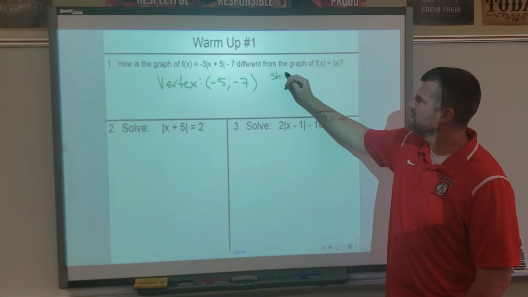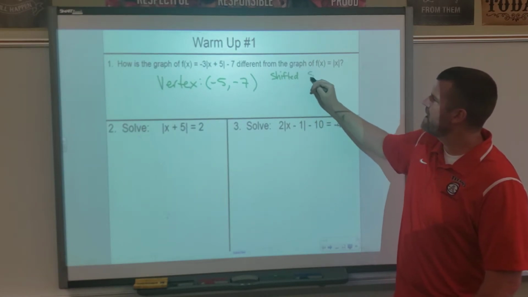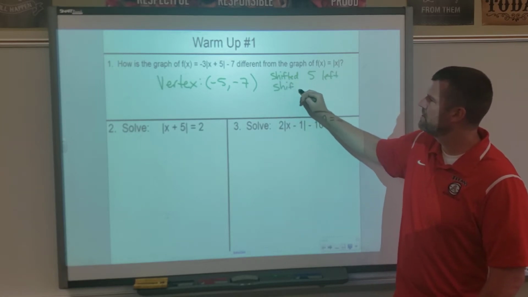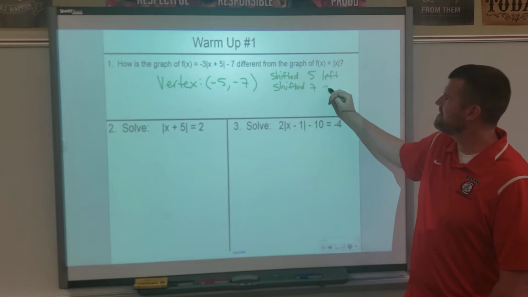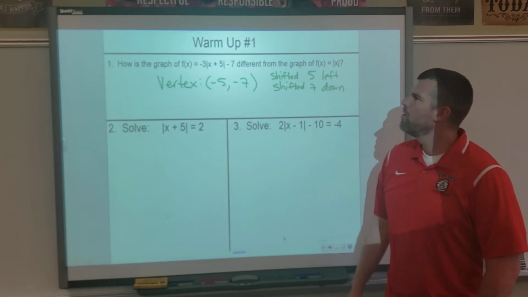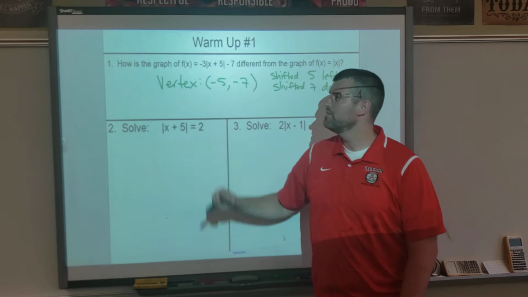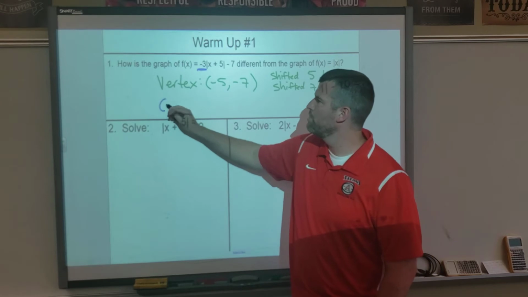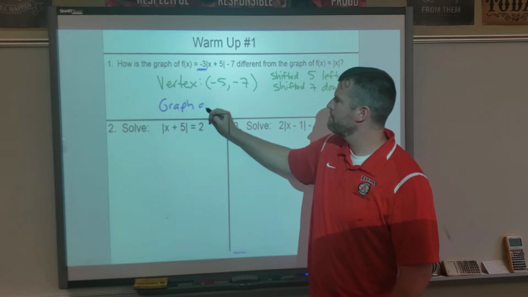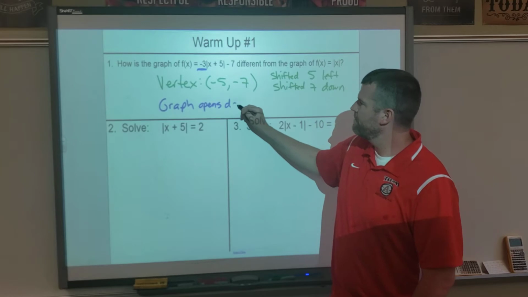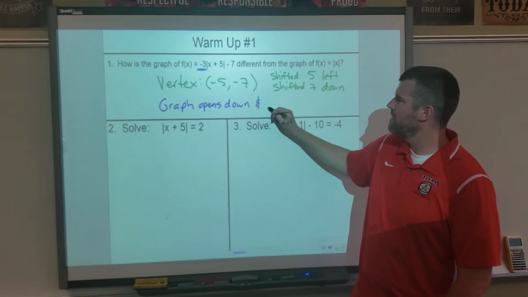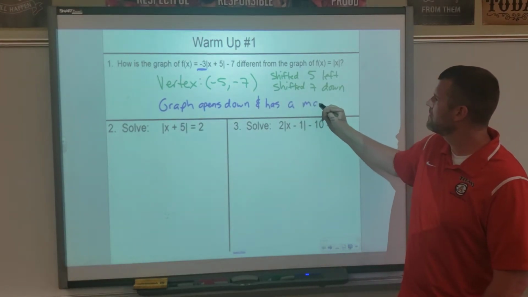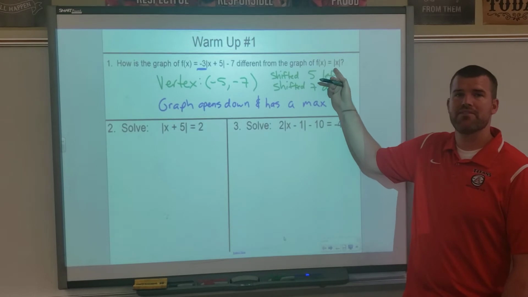it's going to be shifted 5 left, and it'll be shifted 7 units down. What about the negative 3 in front? Well, that negative 3 out front tells us that the graph will open down. If the graph opens down, that also means it'll have a maximum, whereas this one would open up and have a minimum.